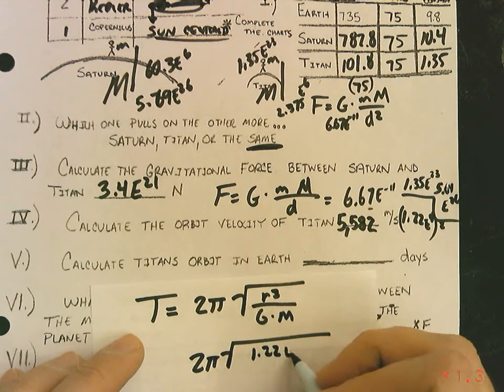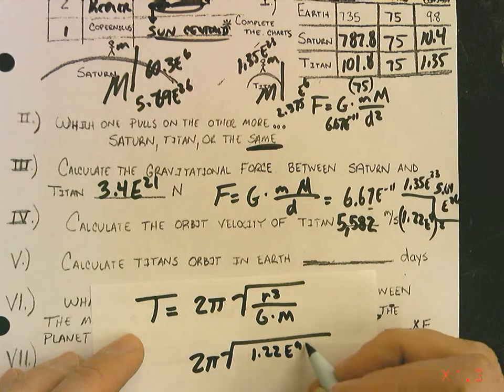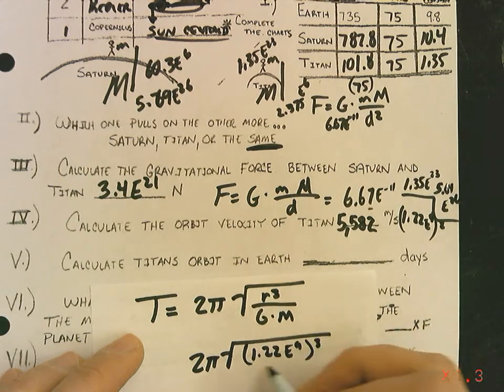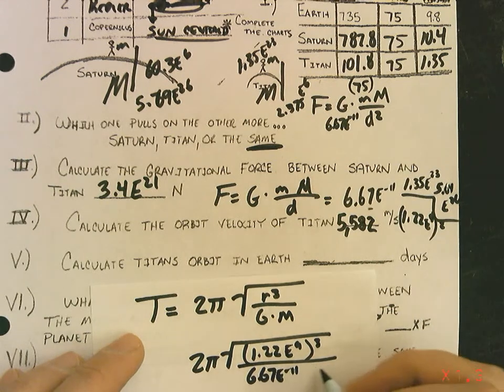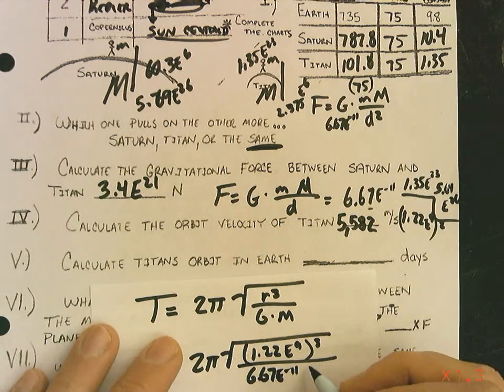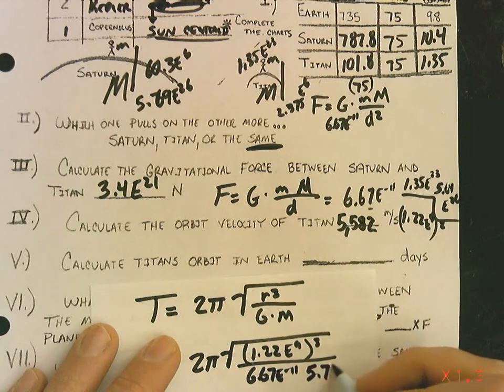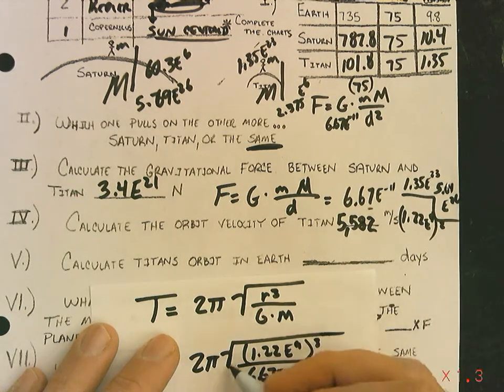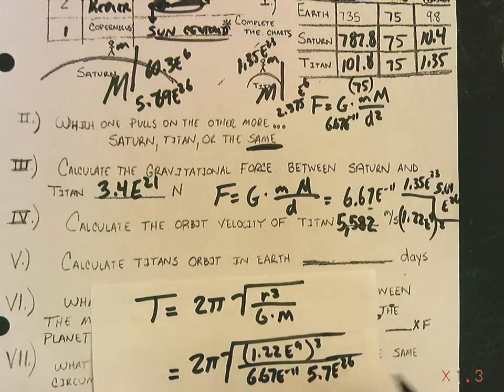1.22 e to the 9 is the radius of the orbit. Remember, it's the orbit radius that we're cubing, not the planet or the moon. Big G is 6.67 e negative 11. Saturn's mass would be 5.7 e to the 26th. And that will give us the time.